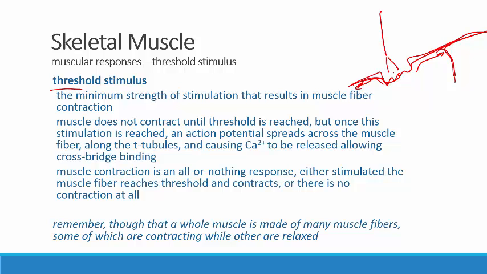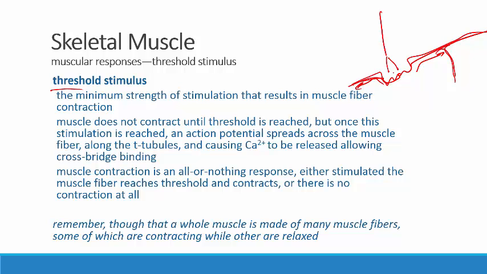A muscle contraction occurs as an all or none response. That is, we either stimulate the muscle fiber to reach threshold and cause a contraction, or there's no contraction at all. So there's a minimum strength of contraction that will occur. It's a question of bringing the muscle fiber to threshold so that it will cause a contraction. If it comes almost to the threshold stimulus required but doesn't make threshold, then there is no contraction.